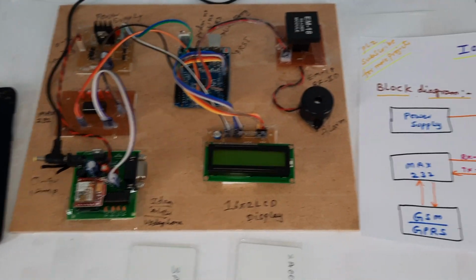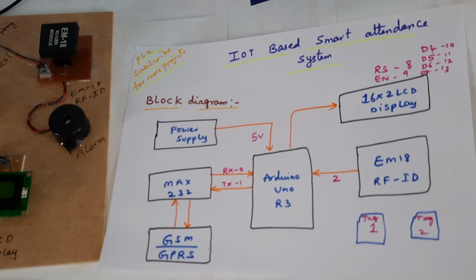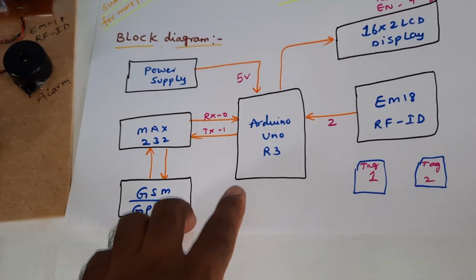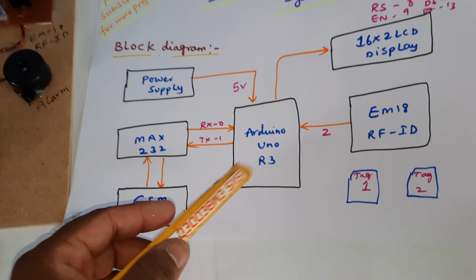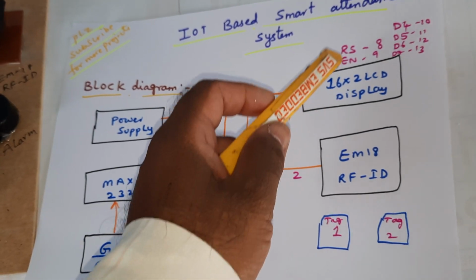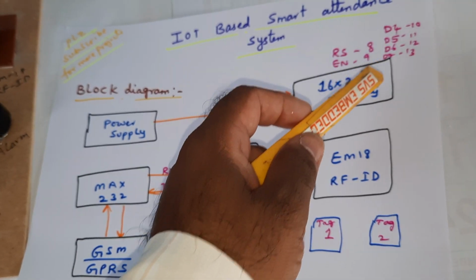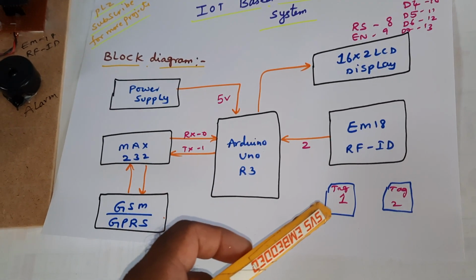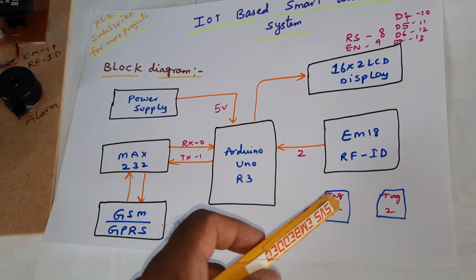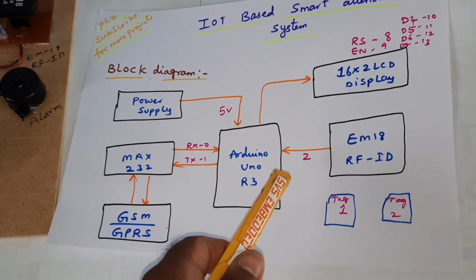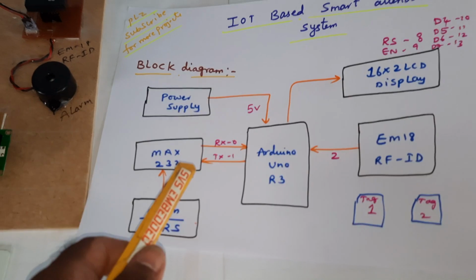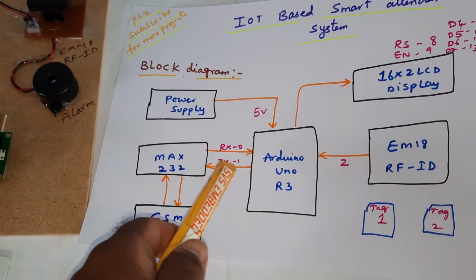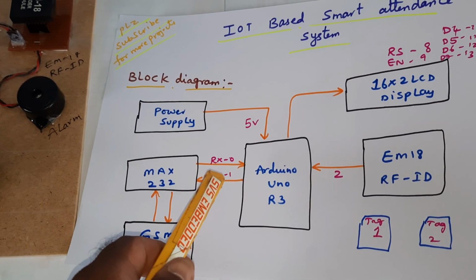The project title is IoT based smart school attendance system using RFID and GSM modem. Here we are using Arduino Uno R3 and 16x2 LCD display, RS, enable, D4, D5, D6, D7, pins 8, 9, 10, 11, 12, 13, and an EM18 RFID module, which comes with two RFID cards, tag 1 and tag 2. It communicates by serial communication on pin 2 and through a MAX232 IC with the GSM modem. Here RX and TX are connected with 0 and 1.